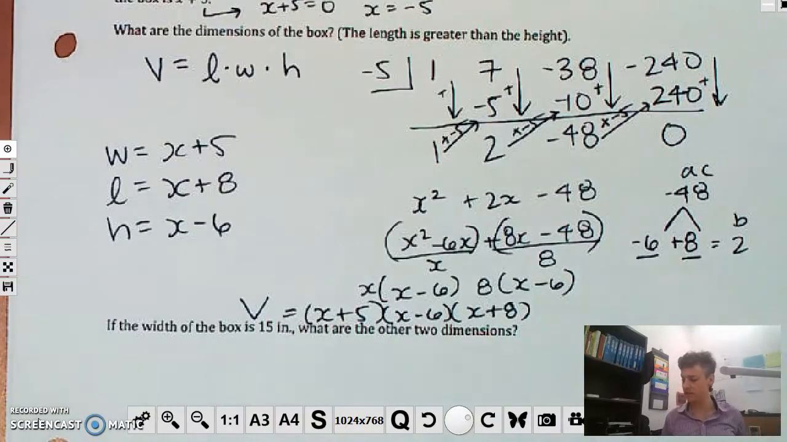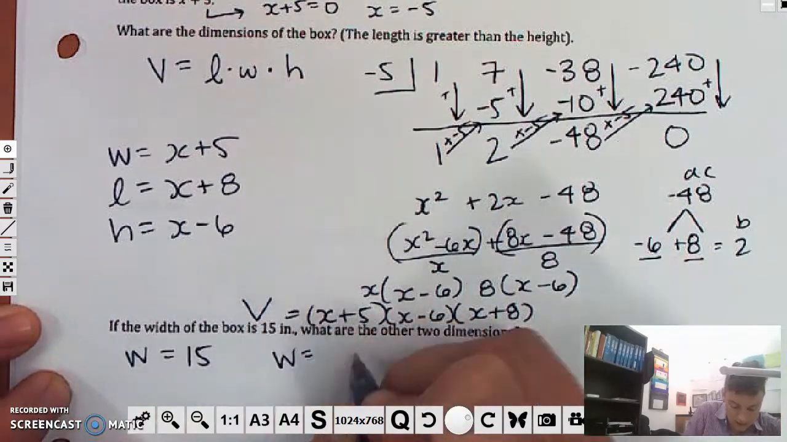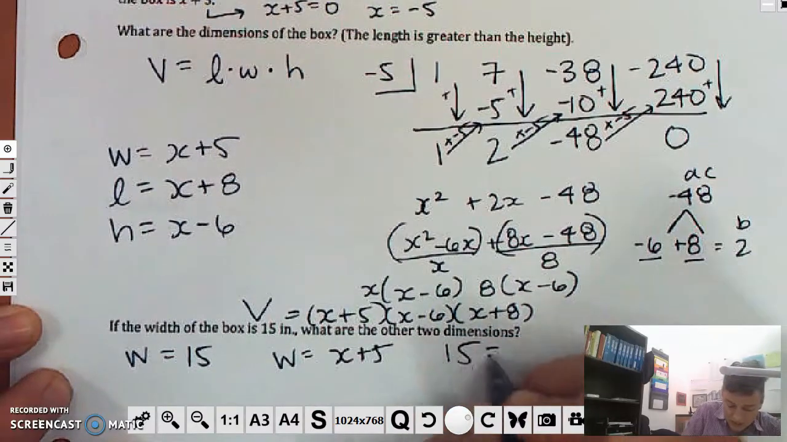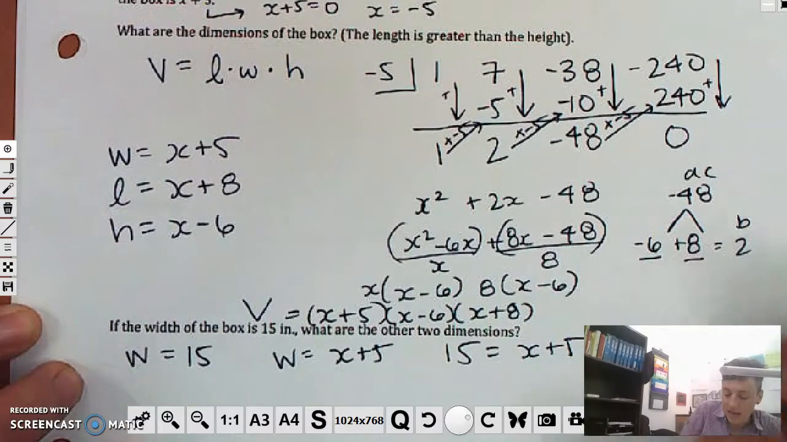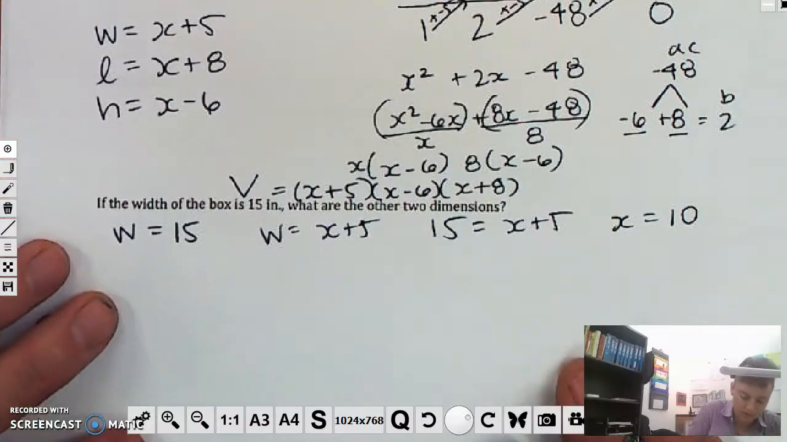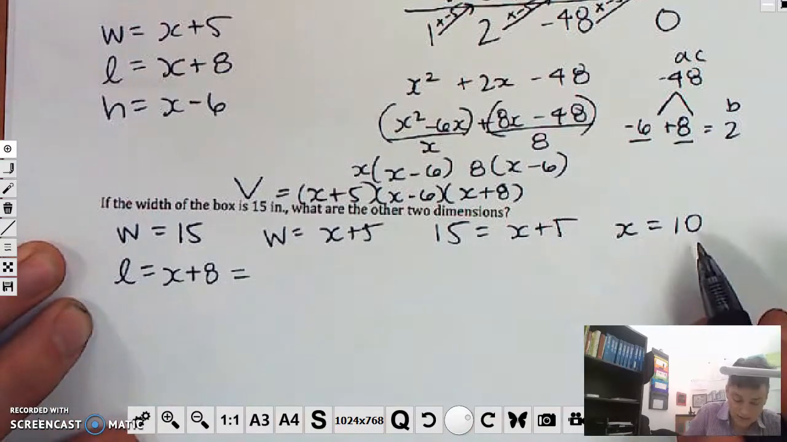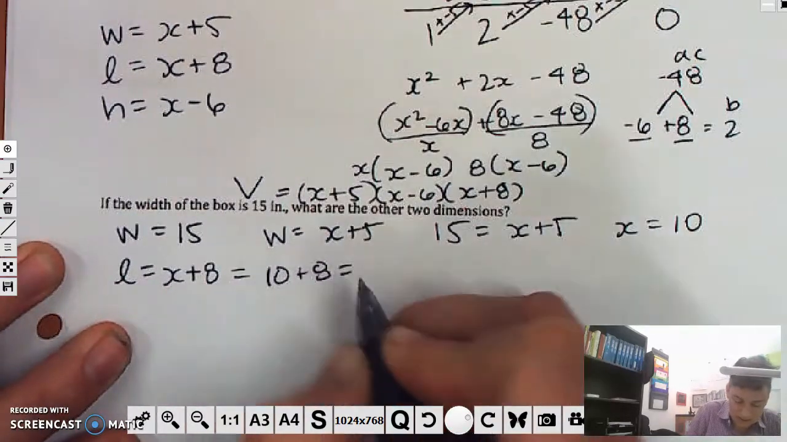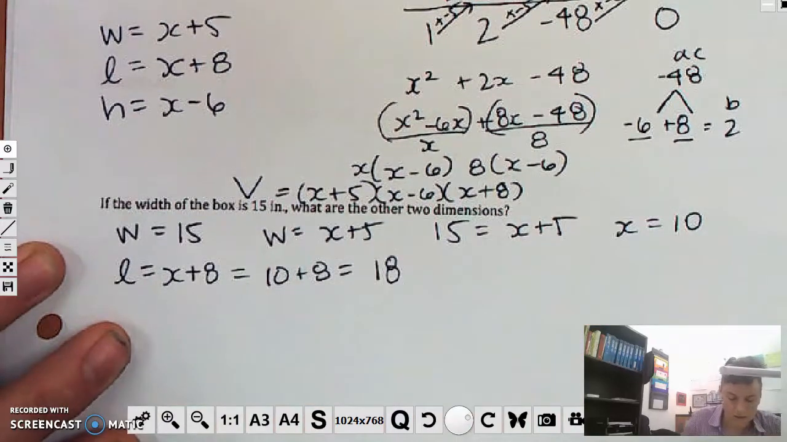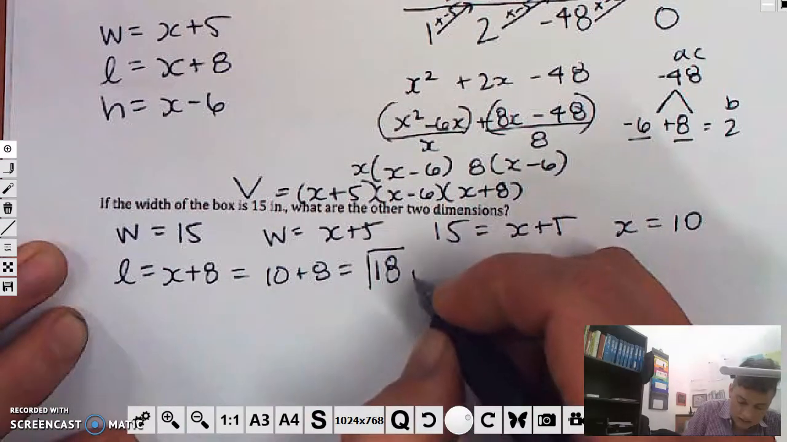Fabulous. If the width of the box is 15 inches, what are the other two dimensions? If the width of the box is 15 inches and the width also equals x plus 5, so 15 equals x plus 5, so x equals what? X definitely equals 10. So let's check out that length, which is x plus 8. X equals 10, so 10 plus 8 is 18. I wish I had some units, but I don't. That's okay. Length is 18 units.